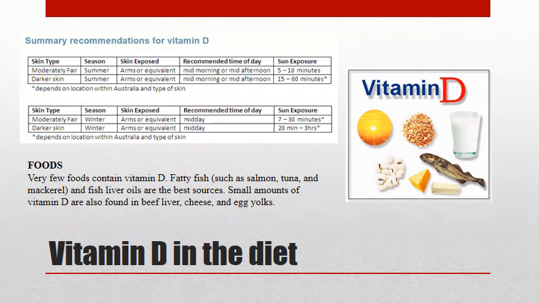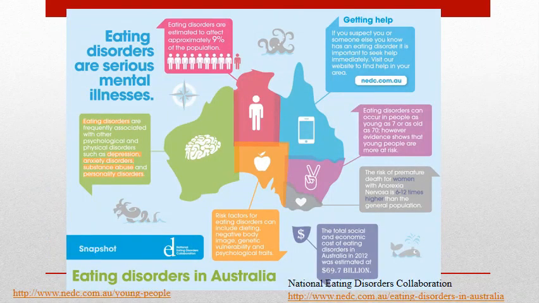Apart from sunlight, not a lot of foods contain vitamin D, but fatty fish, liver oil like cod liver, cheeses and egg yolks contain your vitamin D. So you might want to pause now, and if you haven't written down your summaries for anemia and osteoporosis, it'll be best to do that now before we move on to eating disorders.